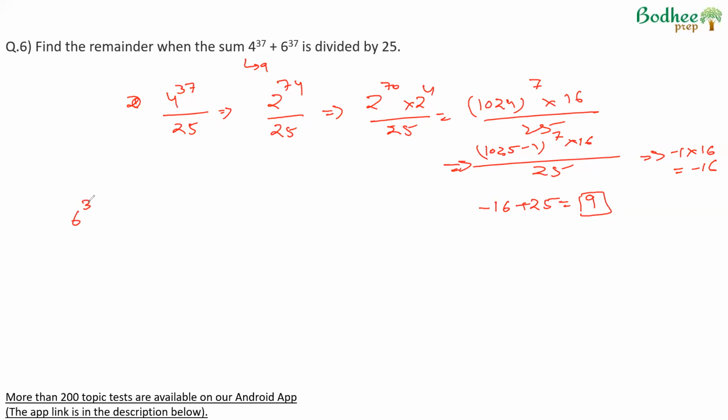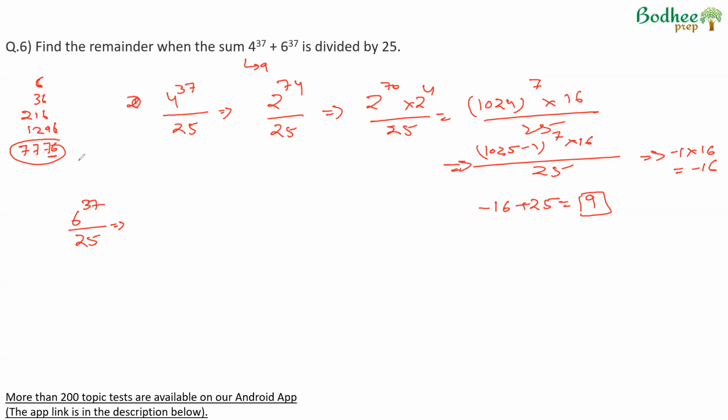With 6^37 divided by 25, if you look at powers of 6, I'm looking for cyclicity. 6, 36, 216, 1296, and 6^5 is 7776. Now this divided by 25 will give a remainder of 1 because the last two digits are 76. A multiple of 25 will have the last two digits as 75.